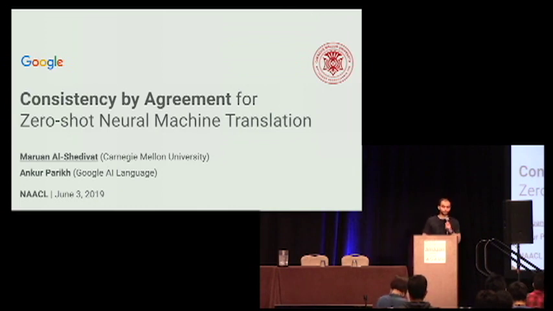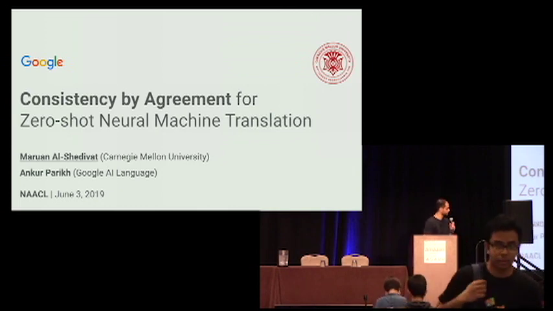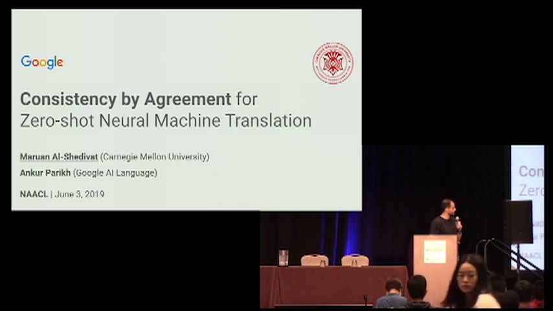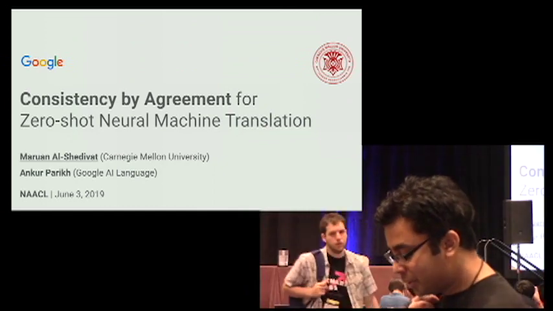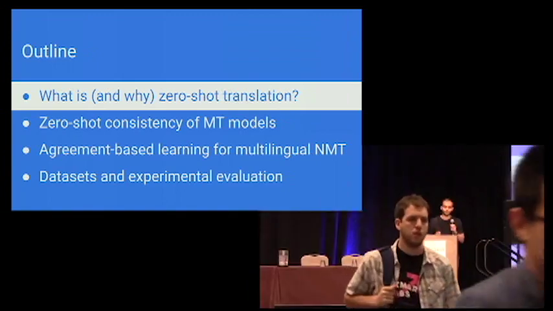This is a joint work with Encoder, who is with Google AI language. And in this talk, I'm going to focus on consistency of zero-shot neural machine translation. So this is the outline of my talk.